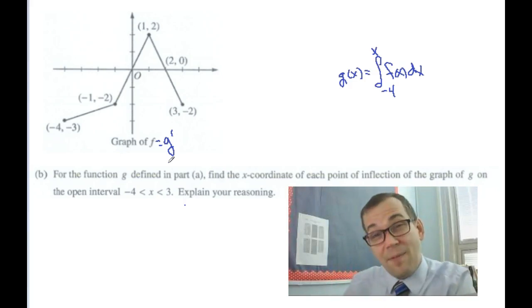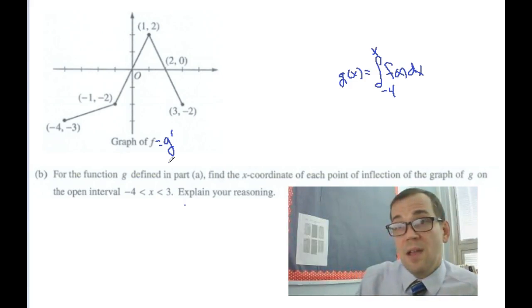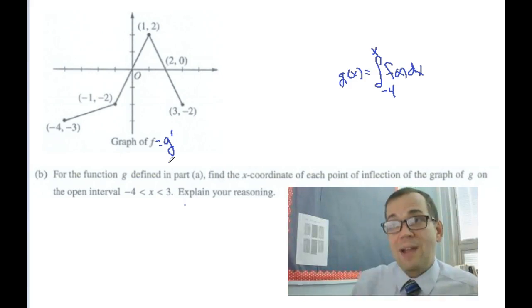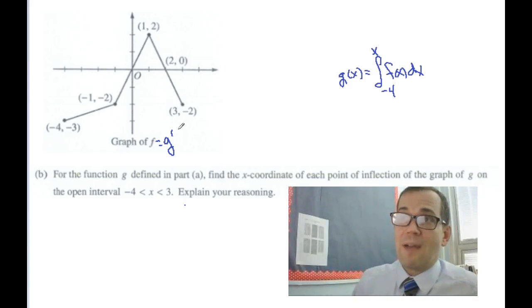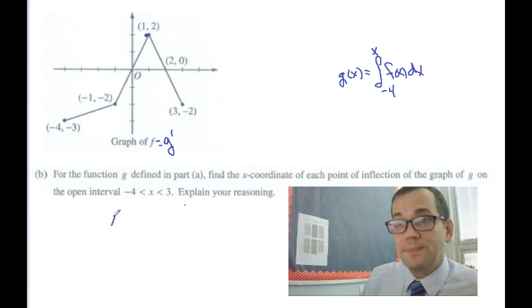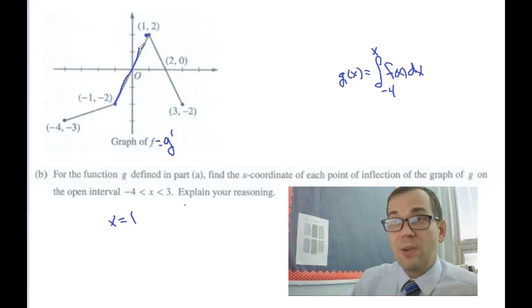So if I have a graph of G prime, and I'm trying to talk about the inflection points of G, I'm looking for where G prime changes directions. That happens in one place on this graph. That happens when x equals 1. When x equals 1, G prime has gone from increasing to decreasing. So at 1, G double prime has changed from positive to negative.